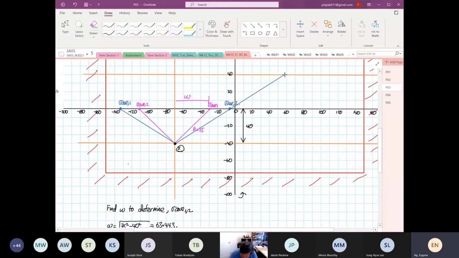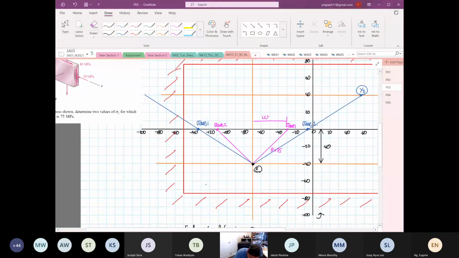So stress Y, as you can see down here, one point over here will be our stress Y1, or I'm going to call it Y2. And then the other side is our Y1. And you guys will say, oh, Eugene, Y1 is not allowed anymore. It went outside the circle, right?